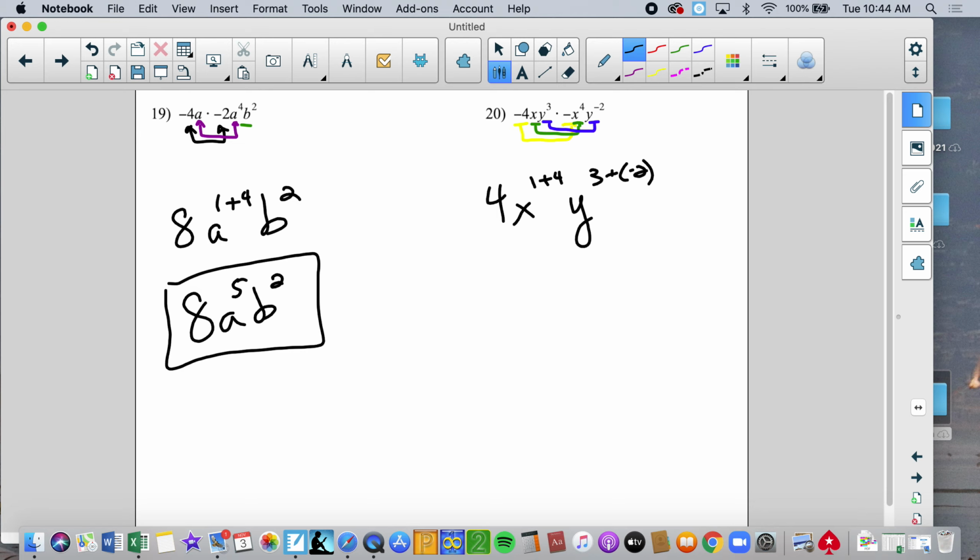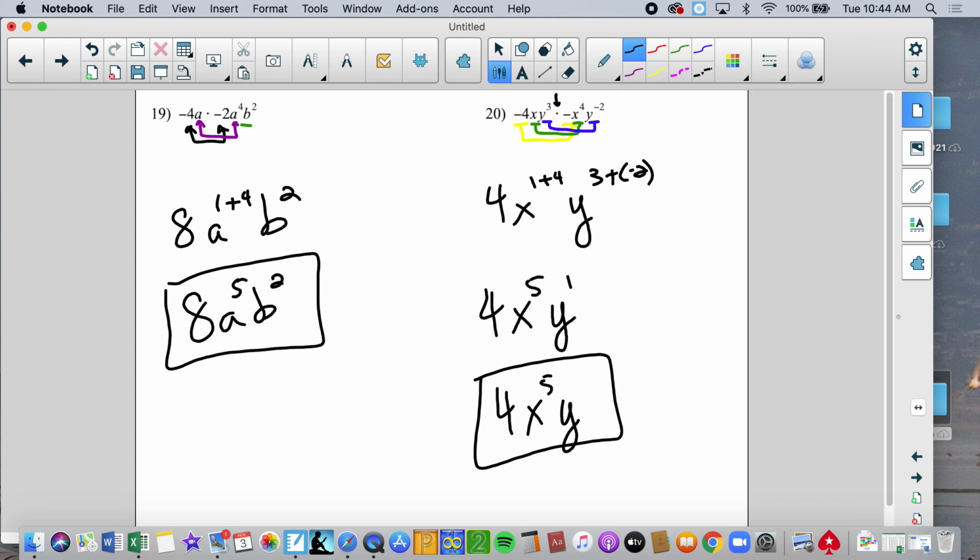Because we are multiplying those monomials, we know that we will add the exponents of like bases. 4x to the 5th, y. Notice I didn't write y to the 1, even though it's y to the 1. The answer is not going to include that 1.